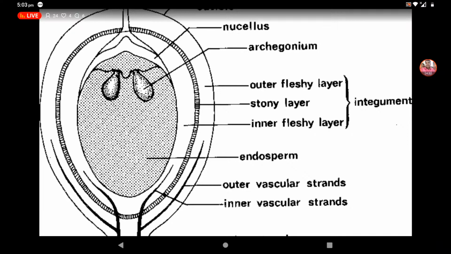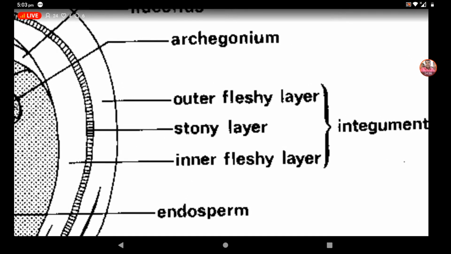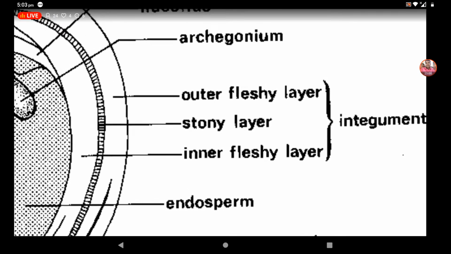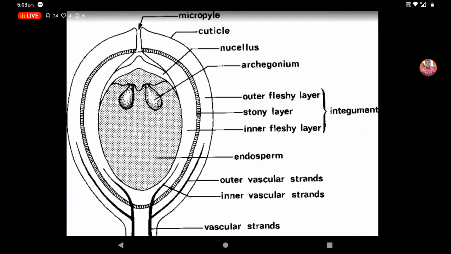So how many integuments did we say? One single integument. Of course, that may be divided into an outer fleshy layer, a stony layer, and an inner fleshy layer, which can also be seen. However, it is called a single integument. So unitegmic ovules are the exclusive feature of Cycas.